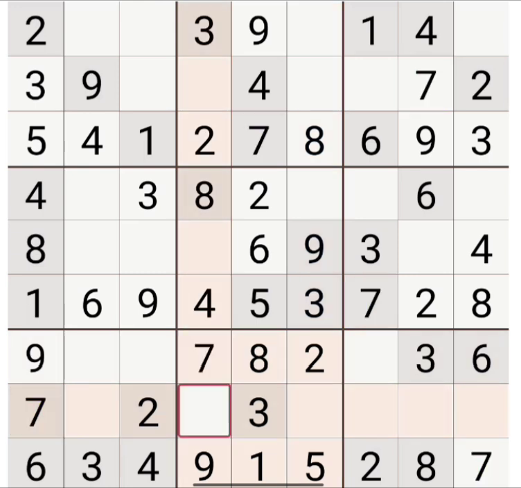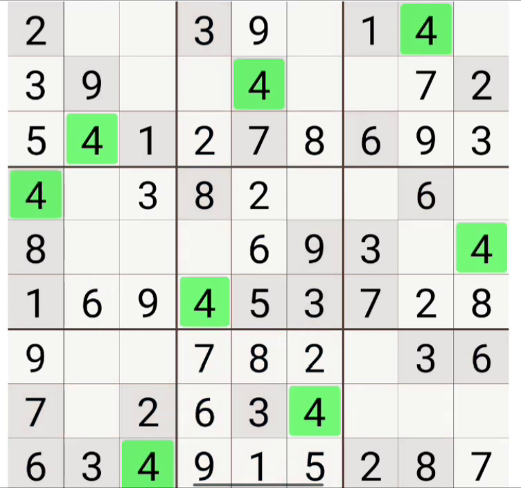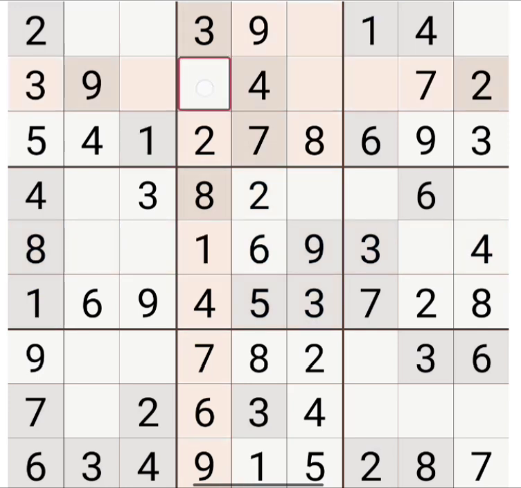Now 4 and 6 are still missing. So we cannot give this cell to 4 because 4 is there in the same column. So we'll write 6 here and we'll write 4 here. Now let us complete the fourth column. In this column 3, 8, 4, 7, 6, 9 are there, 1 and 5 are missing. So 1 and 5 are supposed to be placed in these two cells. But 5 we cannot write here because 5 is there in the same box. So we'll write 1 here and 5 in this box.